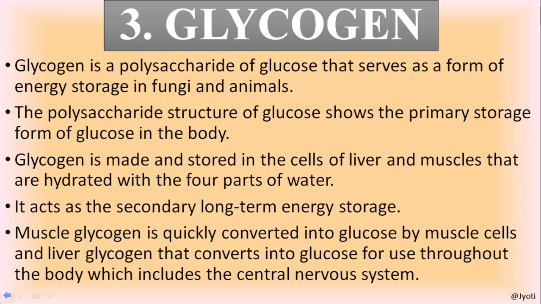Okay, and in our body, the liver cell stores the glycogen, and the glycogen acts as the secondary long-term energy storage. For long term, the energy is stored. Energy means here the food is stored in the form of glycogen. In muscle also the glycogen is present, and very quickly this glycogen present in the muscle is converted into glucose. Okay, and then it releases the glucose, and that glucose is utilized throughout the body.